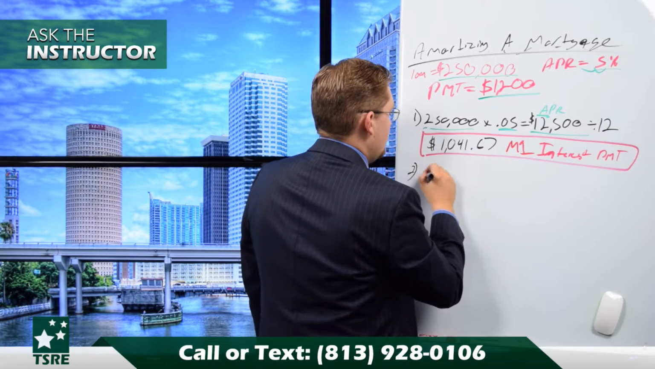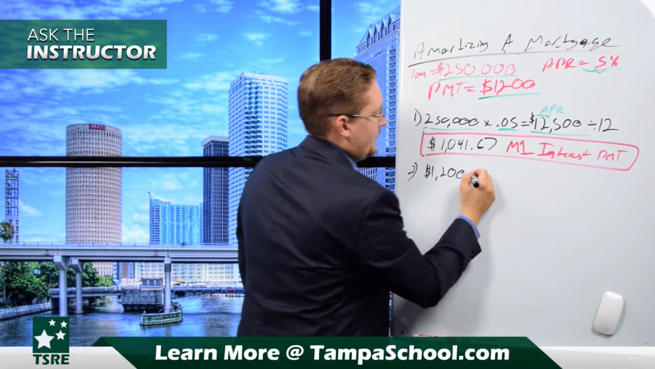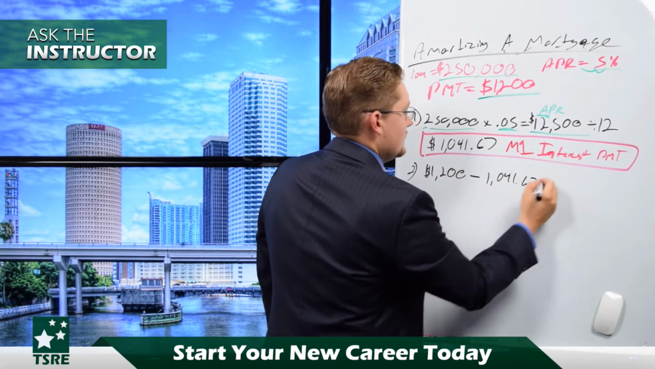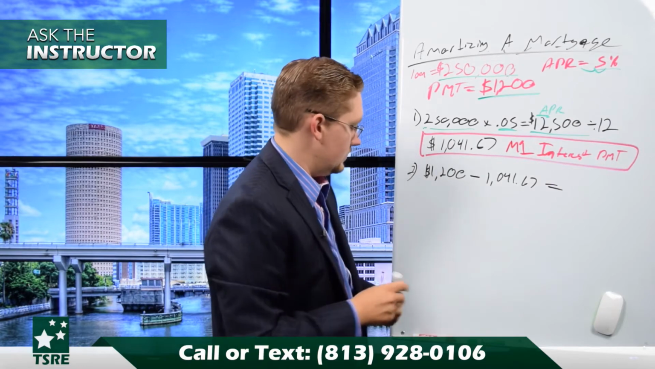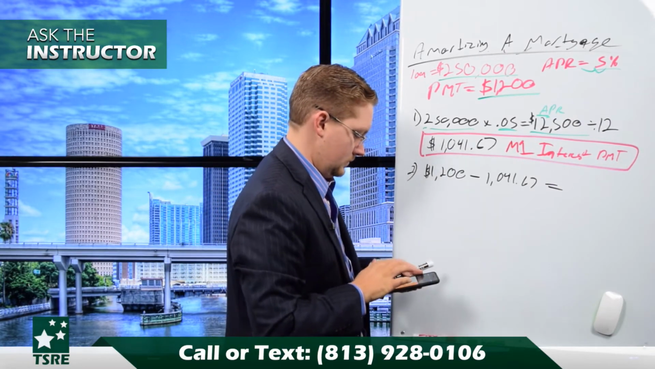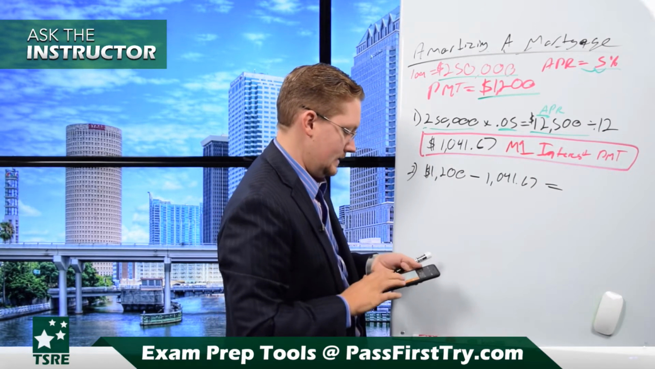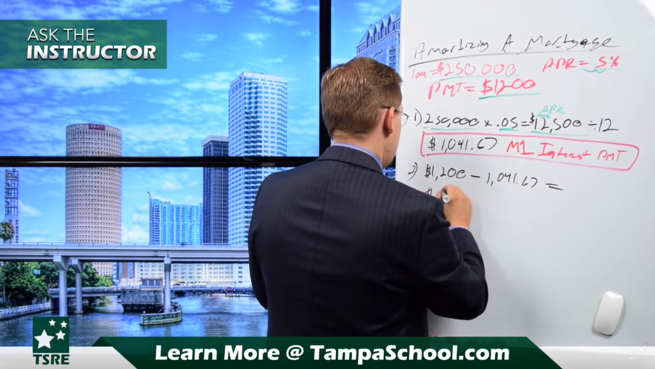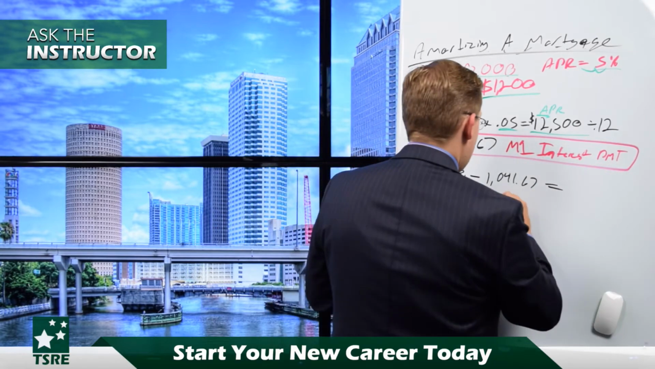So we're going to take the $1,200 and we're going to subtract from that $1,041.67. And what we're going to be left with is $1,200 minus $1,041.67. We're left with $158.33. And this is our month 1 principal payment.